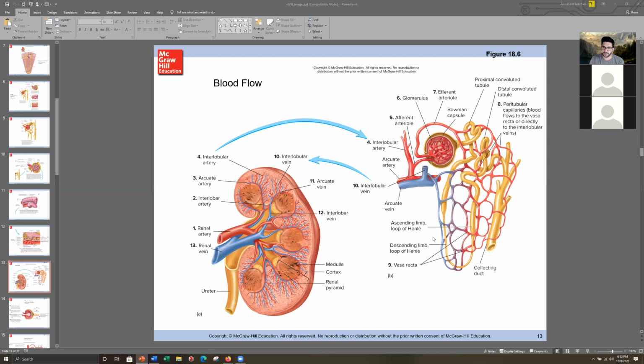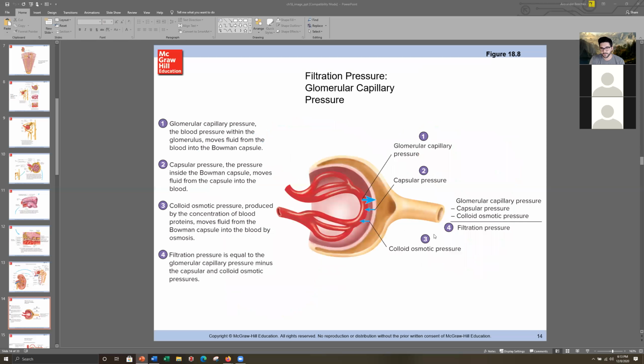Okay, so what controls whether or not we can move filtrate from our bloodstream and get it out of our bloodstream? A lot of it's just pressure. It's the same idea where we have concentration gradients kind of ruling everything. Here, we just have pressure gradients. So we've got 3 major kinds of pressure that control this.